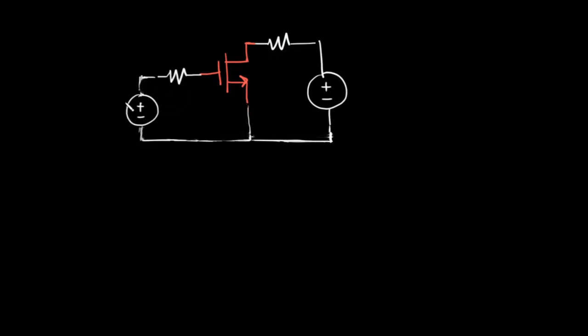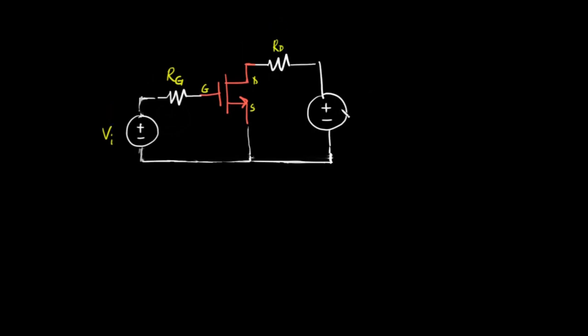We have some input voltage Vi and some resistance connected to the gate, Rg. This is the gate terminal, this is the drain terminal, and this is the source terminal. Some resistance connected to the drain, Rd, and some supply voltage, we will call this VDD.